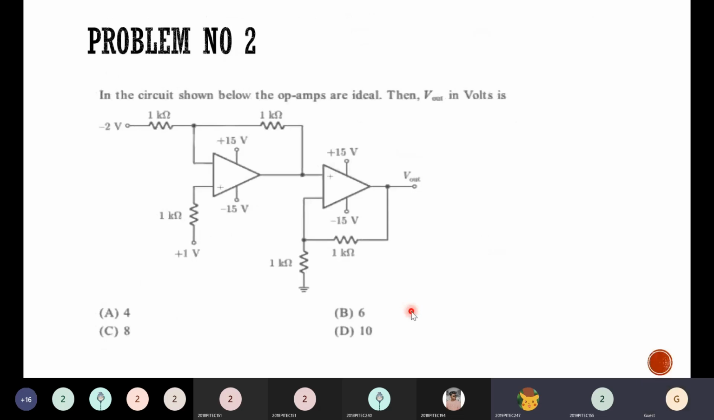Yes, now take up this circuit. Here again, we have been asked to find the output of the circuit. Okay, the question is just to find the output of the circuit. All the parameters have been given. How will you find the output of the circuit?